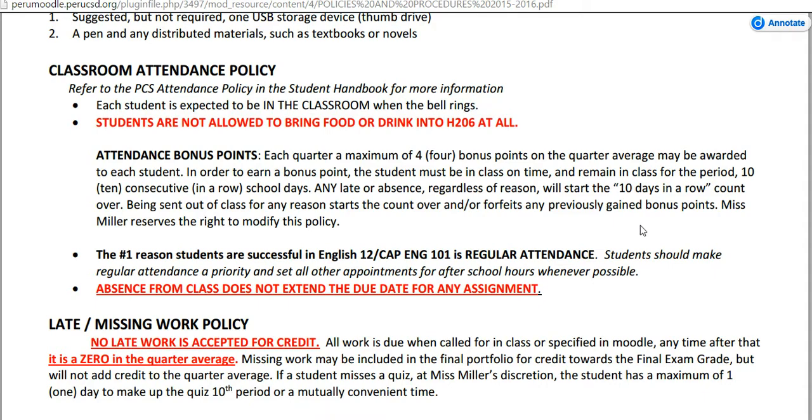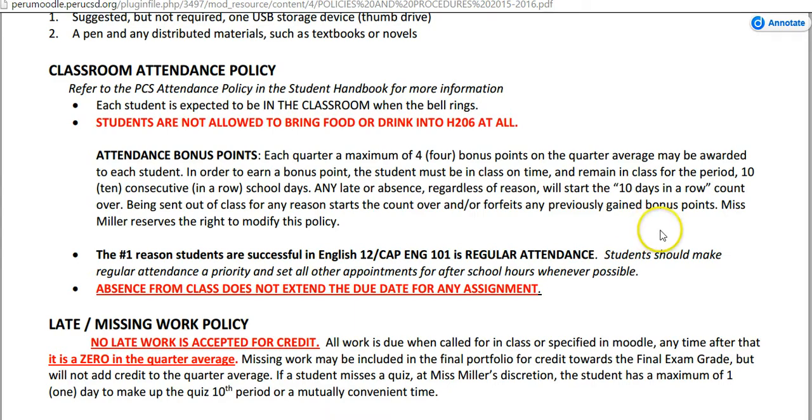Any kind of late or absent, no matter what the reason, will start your 10 days in a row count over. If you're sent out of class for any reason, which rarely happens, I think I've sent one person out in 5 years, start your count over and you forfeit any previously gained bonus points. Of course, at any point, I reserve the right to modify this. If I feel like it needs modification, I can do that.